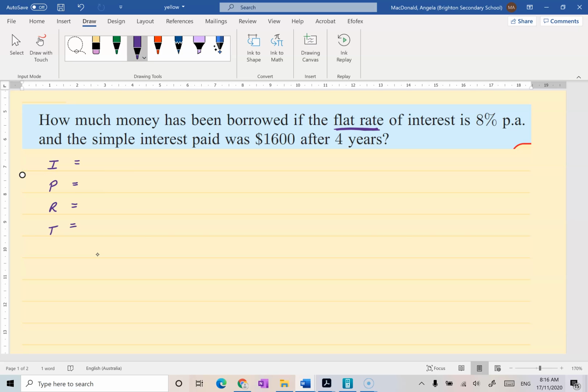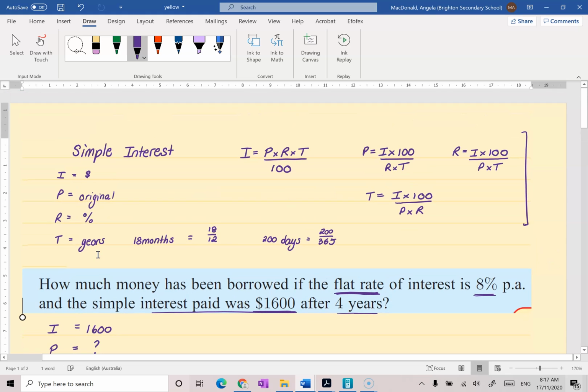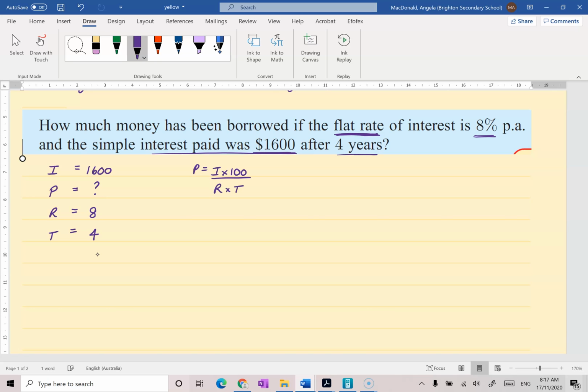So we can see very easily here that the time is 4 years, so we put the time as 4. The interest rate is 8%, so that becomes the 8 for the rate. The simple interest paid, so that's not your principal, that's the interest that you got. It's 1,600, which means you're trying to find your principal. So we go back up to the formulas that we had here, and the one that says P by itself, we're going to write that down. So we'll write P equals I times 100 over the rate times the time, and all you have to do now is pop your information in.